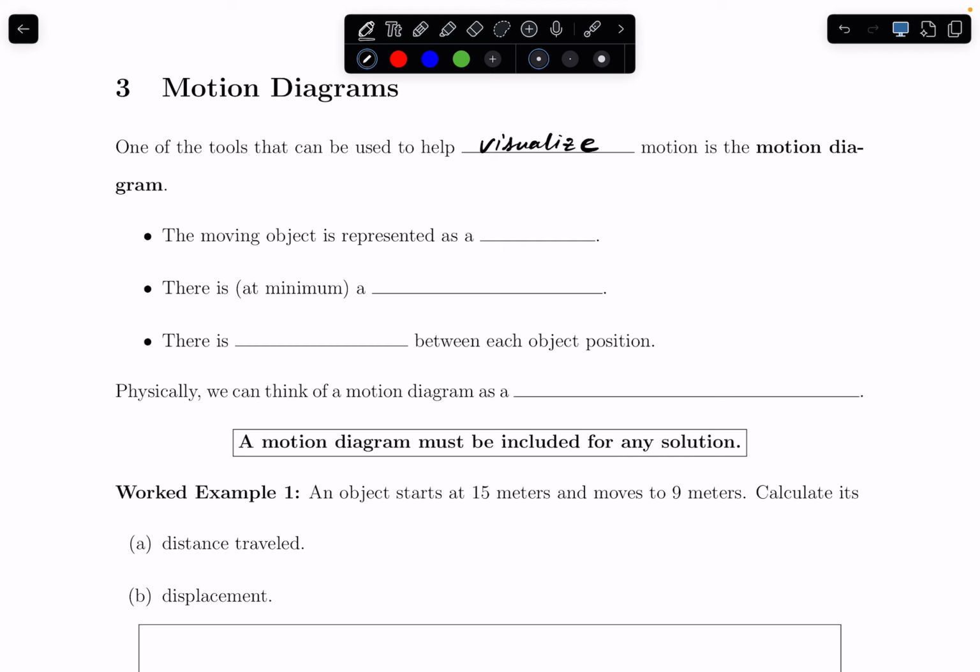Your moving object is going to be represented as a dot. Now, why do we choose a dot? Yes, because it's the easiest thing to do, right? You don't need to draw elaborate pictures for everything. If something says, oh, a car, don't draw an actual car. Just draw a dot. And the reason why this works is, imagine you're hitchhiking or something.